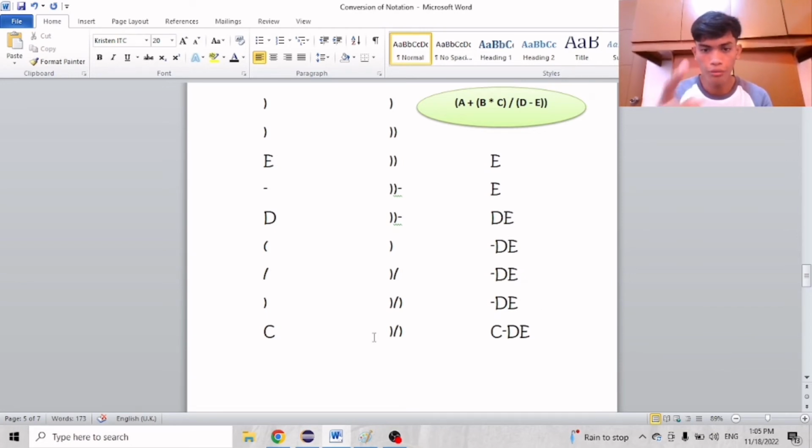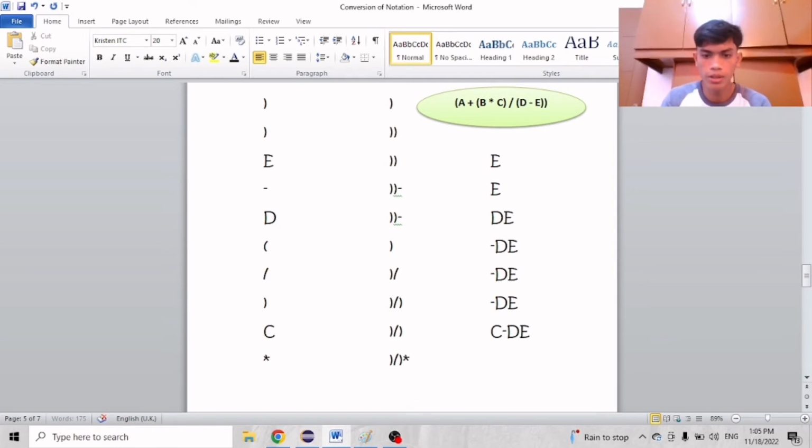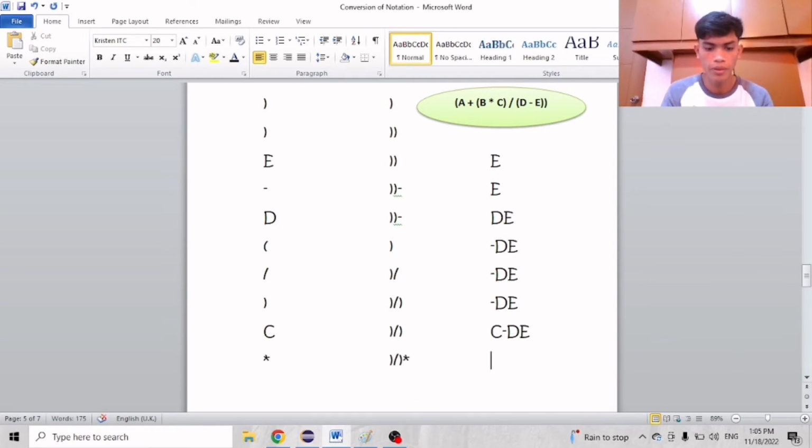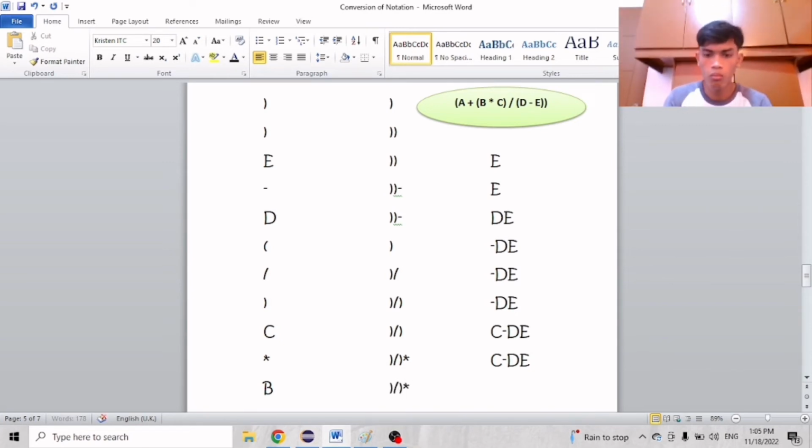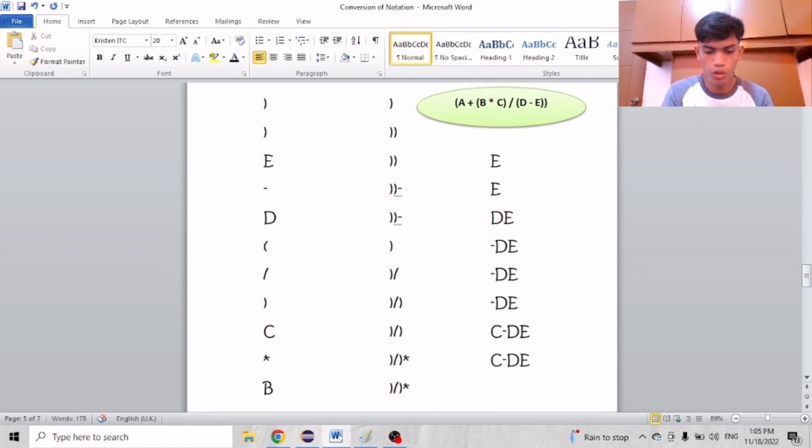Then after C is the multiplication, the star. We're going to add it here, the star. Then C, D, E. Then letter B. Let's put it here, since it's an operand.